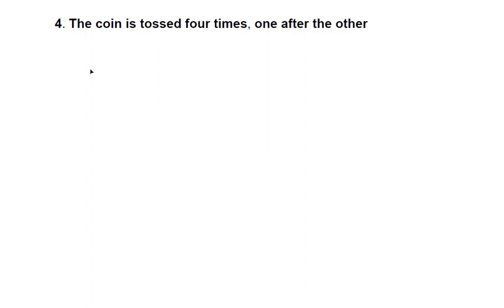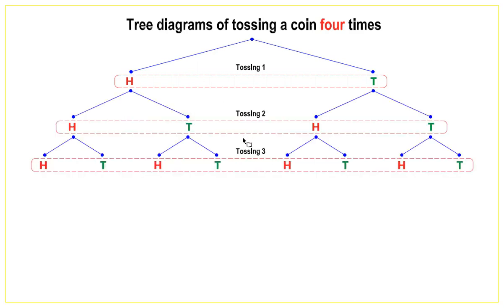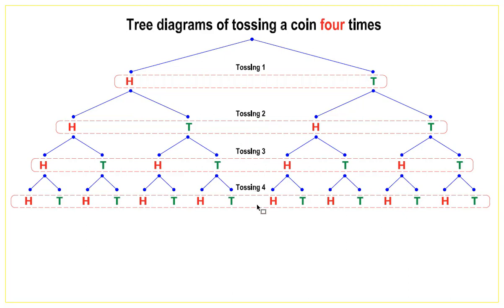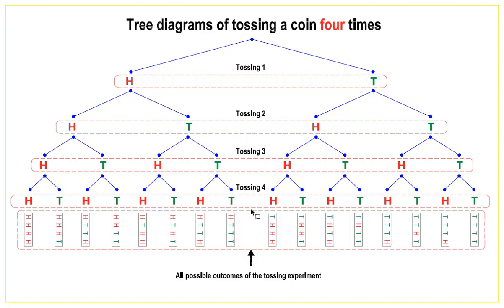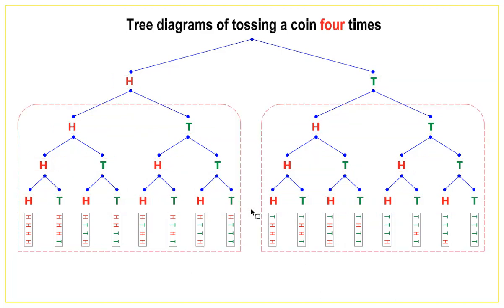Now for tossing a coin 4 times, we are going to apply the same reasoning. So we have tossing 1, 2, 3 and 4, and we are finally going to get all possible outcomes. And then we are going to divide this tree into 2 subtrees and calculate the number of possible outcomes for the first tree and the second tree. We add them together and we get 2 to the power of 4, which is n to the power of r again.